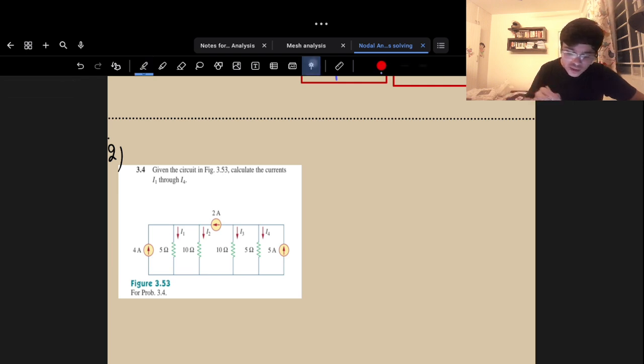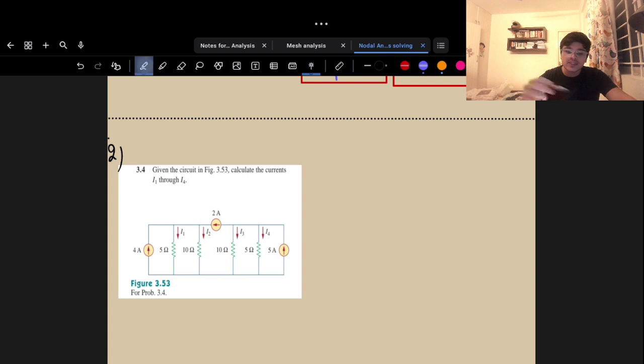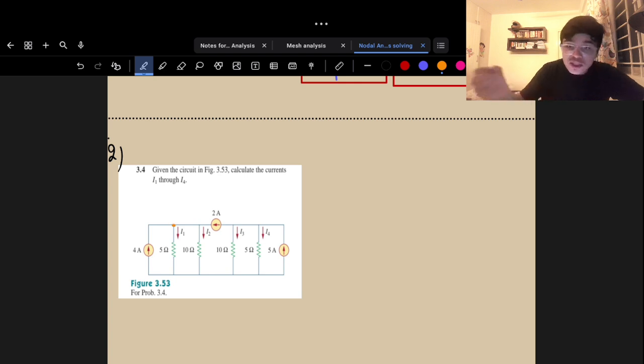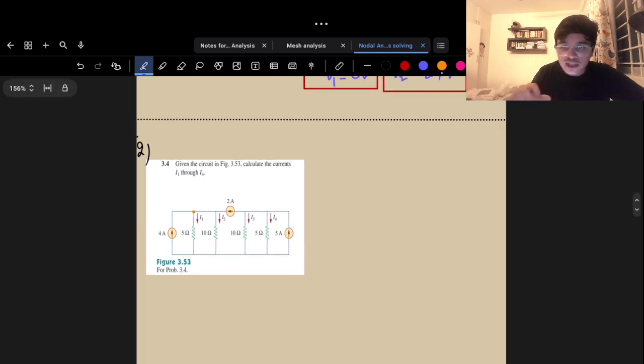So I'm asked to find I1, I2, I3, and I4. Okay. And since this is nodal analysis, I have to assume voltages now. The question is actually not specifying whether you have to do it by nodal analysis or any other analysis. But let's assume for this video that every question says you have to solve through nodal analysis. All right. Now let's get into it.